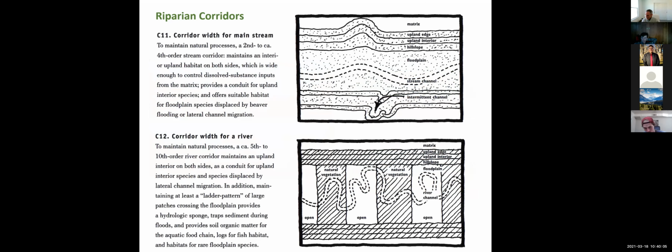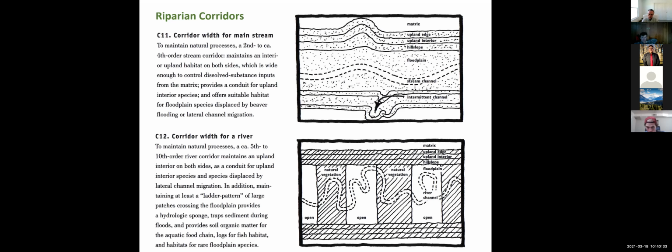The added element in the river corridor plan is an alternating, quote unquote, ladder pattern of bands of natural vegetation that provide conduits for upland species to get across that corridor, but also help mitigate the effects of large flood events, because again, that vegetation is going to slow down the movement of the water when you do have a flood event. That also helps to trap materials that can improve localized habitats.